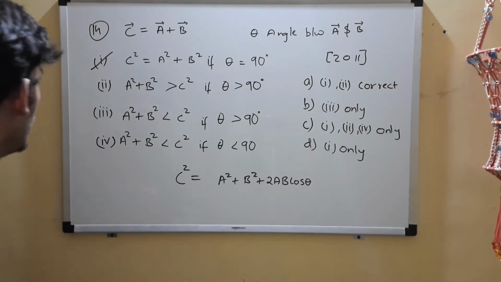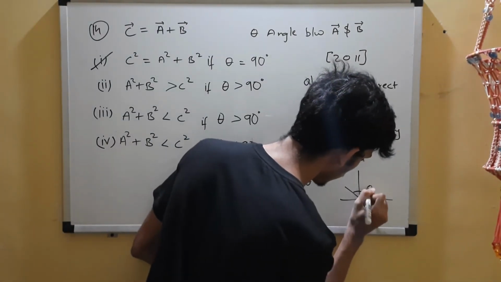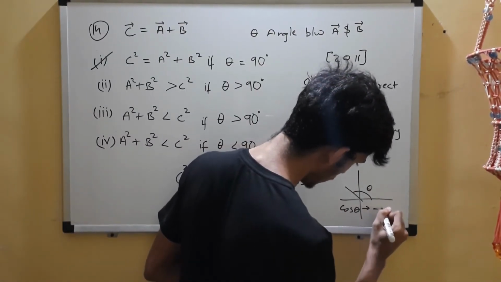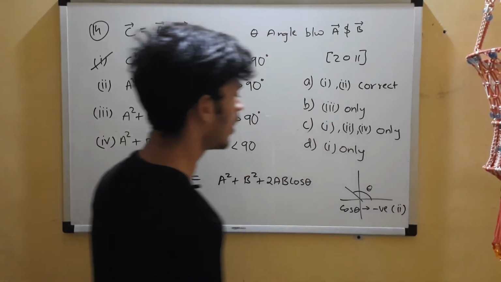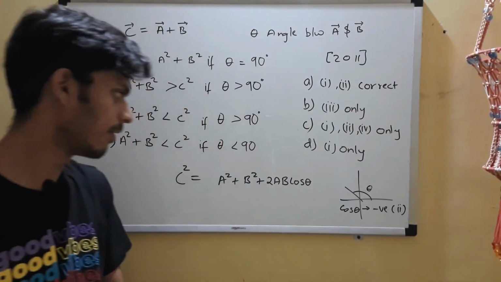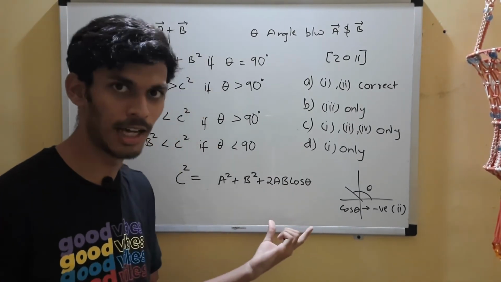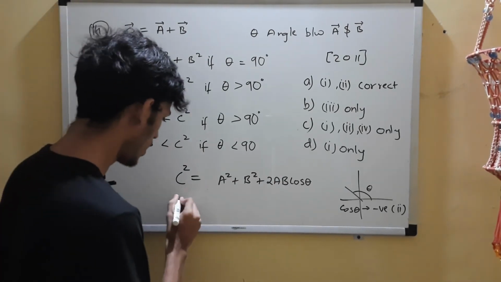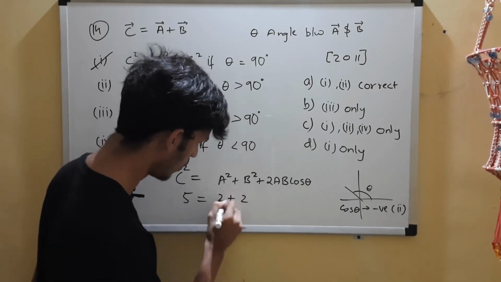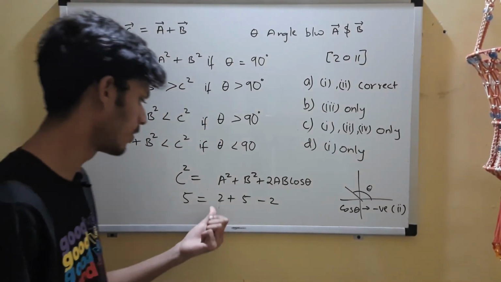Coming to the second statement. Okay, if theta is greater than 90, so it's in the second quadrant. So you can say that cos theta will be negative, right? Cos theta in the second quadrant is negative. We are discussing case 2, okay? So now this term will become negative, right? A and B are magnitudes, they are positive. So cos theta is negative, so this term entirely will become negative. Let's understand that through an example. 2 plus 5 minus 2 can get cancelled, and you can see that the equation holds, right?